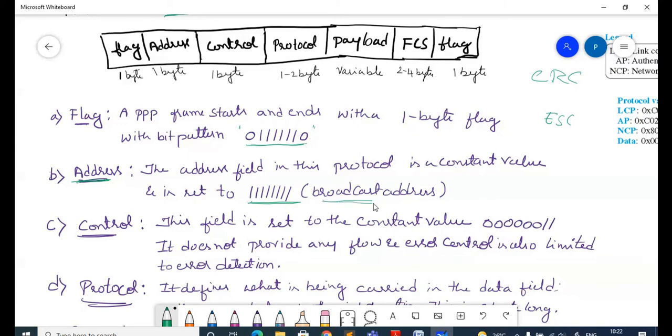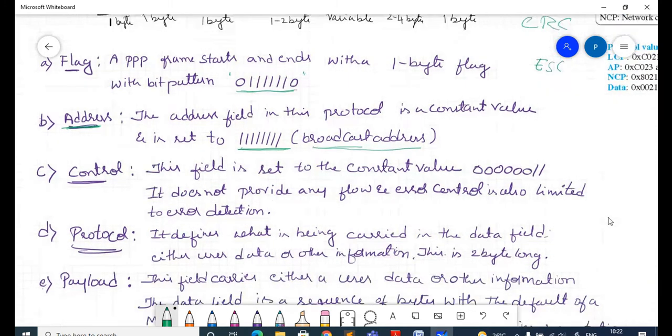You will be learning in detail what the different types of addressing are towards the end of this module. I'll be explaining. Broadcast means it will be sending to all the devices. Broadcast, multicast, unicast. Unicast means a particular device. Multicast means only a group of devices. So here when I use the term broadcast, it is going to send to all the devices. So that is about the address.